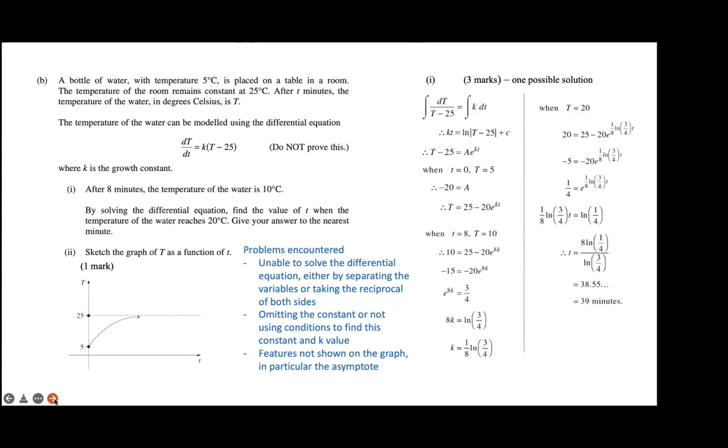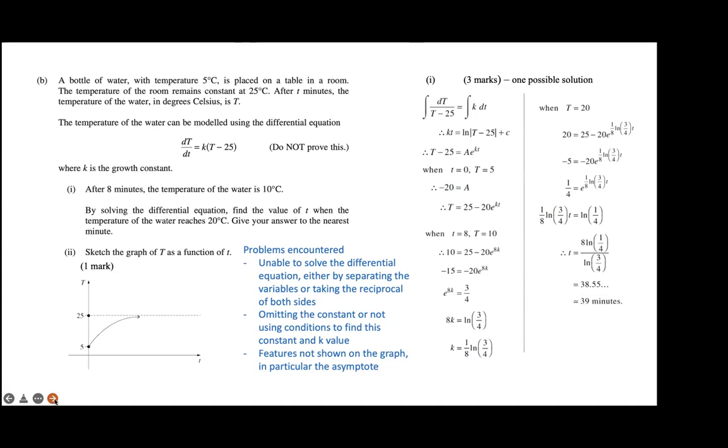Part B was the differential equation application. It was worth 4 marks in total. Part 1 was worth 3 marks. Students needed to use integration to solve the differential equation, interpret the question to use the correct values to firstly find the value of the integration constant and the value of K, and then correctly evaluate the desired time for the required temperature. Students initially failed to either separate the variables or take the reciprocal of both sides to produce an expression that they could integrate.